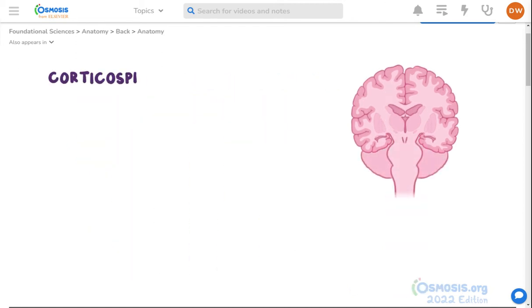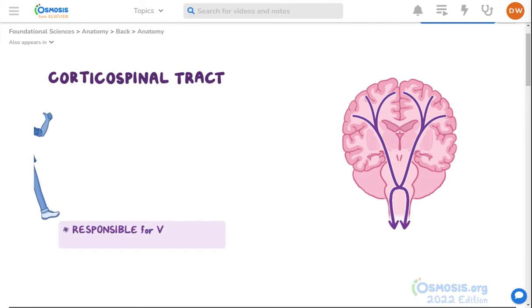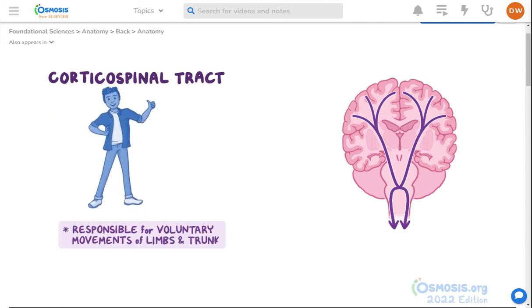First up, there's the corticospinal tract, which is a motor pathway that runs from the cerebral cortex to the spinal cord, hence the name corticospinal. This tract is responsible for the voluntary movements of the limbs and trunk.